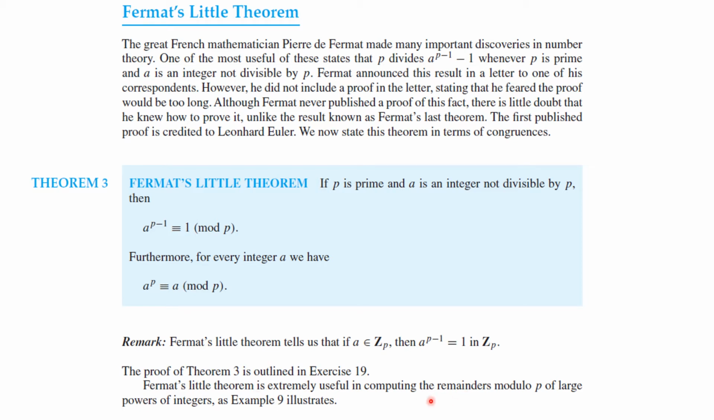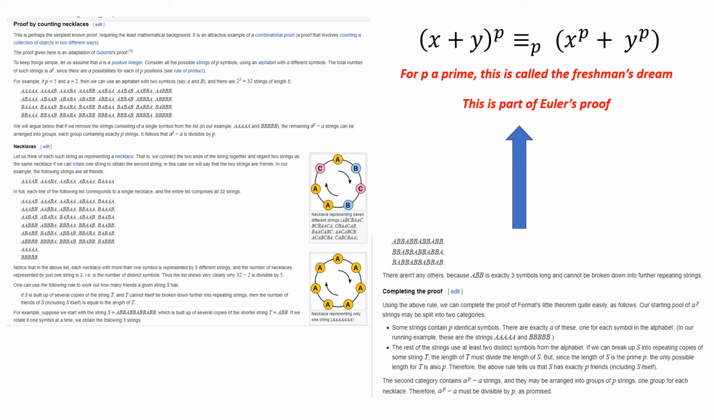So this is Fermat's little theorem, and it turns out it has big applications. One of the applications is we're going to use this to compute the remainders modulo p of large powers of integers. But first, let's look at a charming proof of this. This is a charming and visual proof, and so we'll do this one instead of the one that Euler provided.